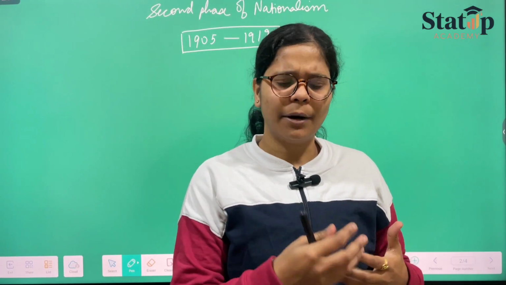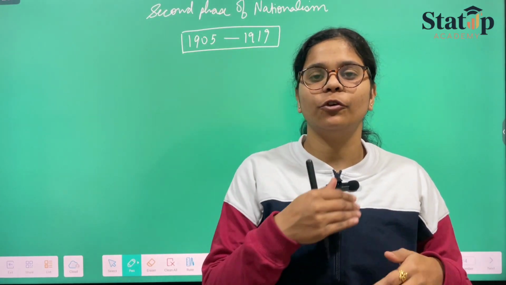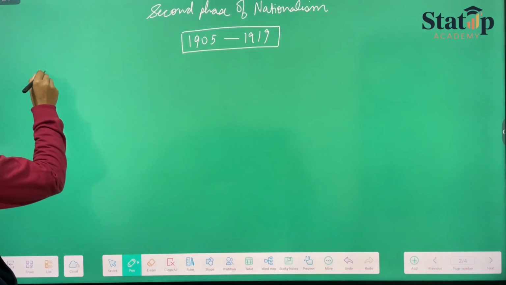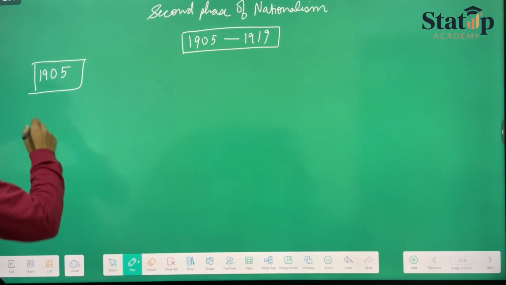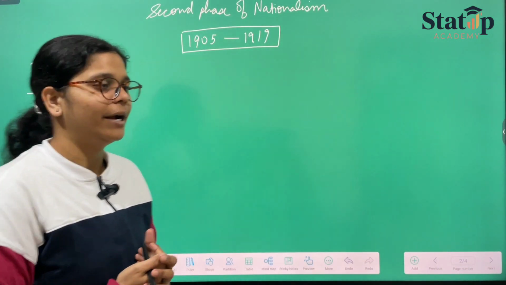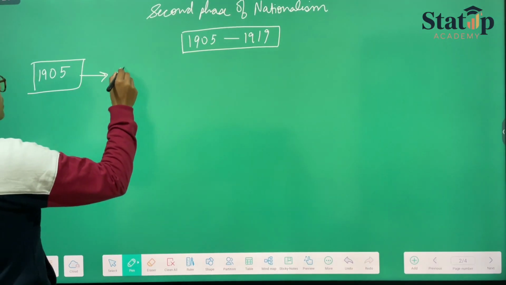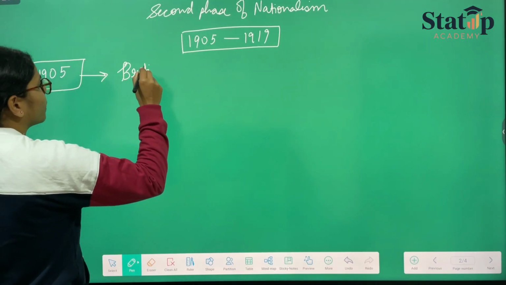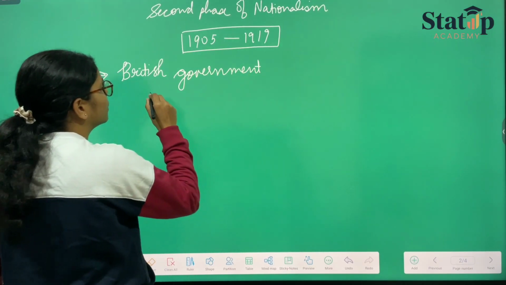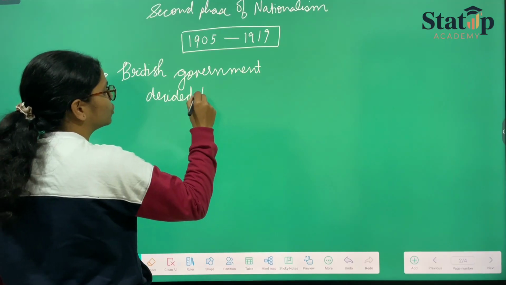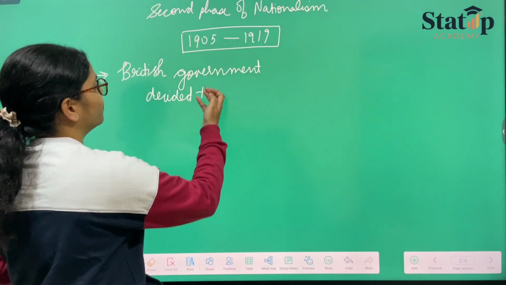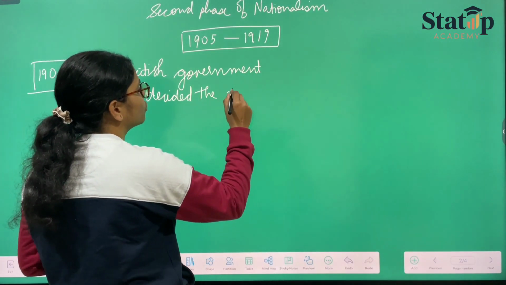Therefore, we talk about them not only in the second phase but before that as well and after that as well. Starting with the year 1905, when we make a road map, or say a mind map, since we are learning things, we would be making a mind map. So in 1905, the British government decided the partition of Bengal.